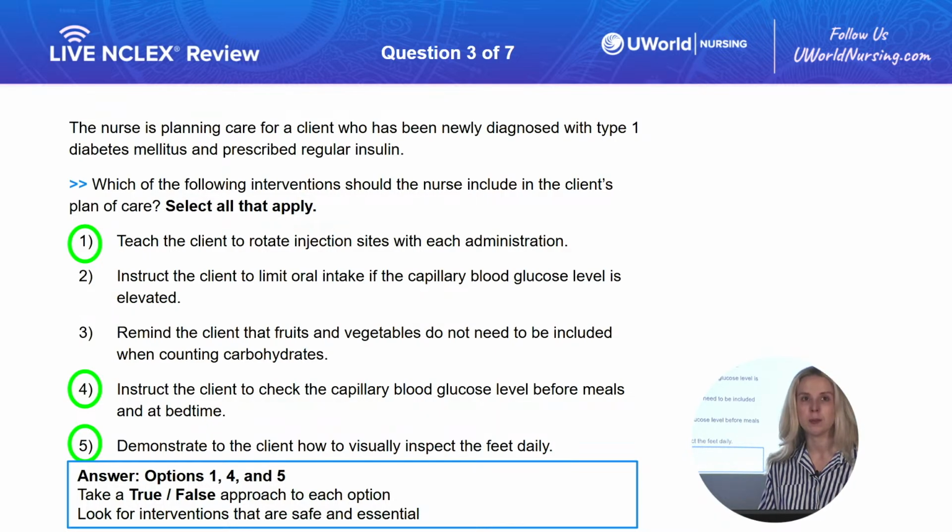We don't want to limit oral intake if we have that elevated blood glucose. DKA is a complication that can arise from diabetes, and one of the biggest issues with DKA is fluid volume deficit that can potentially lead to hypovolemic shock. So we don't want to limit the oral intake. We want to make sure they're staying hydrated, and remind the client that fruits and veggies do not need to be included when counting carbs. All carbs go to the carb count. We're not limiting anything. We're not taking anything out of that. That's an all-inclusive count. So 1, 4, and 5 are our correct options. Way to go, you guys.